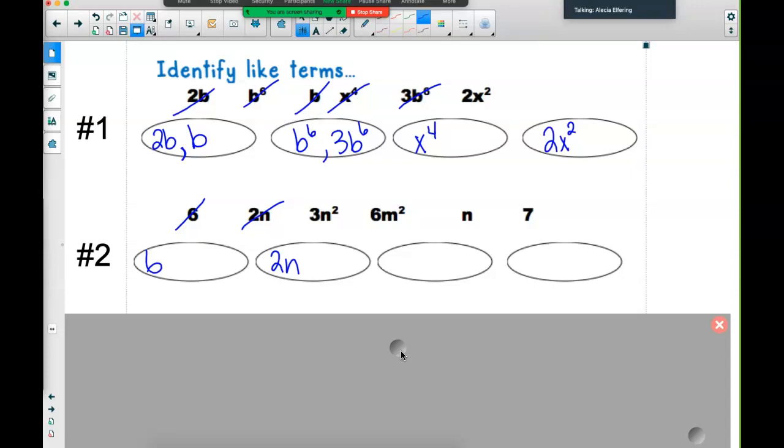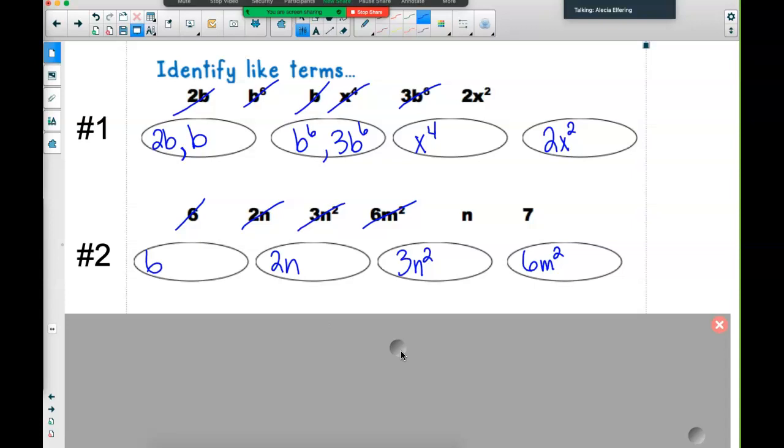Why does it get its own? Why can't it go with this n? They both have n's. Caitlin. They don't have the same power, so they have to be separated. Okay? How about 6m squared? Can it go with the n squared? Why not? P. It doesn't have the same variable. It's not the same letter, so 6m squared goes by its own.